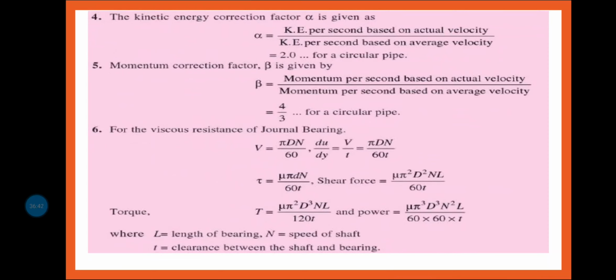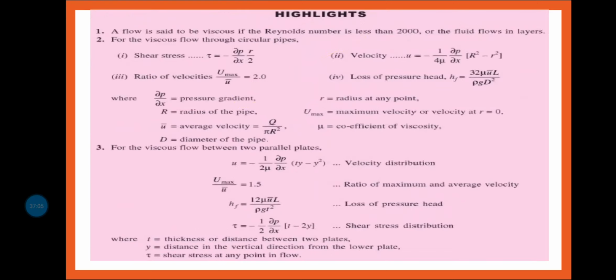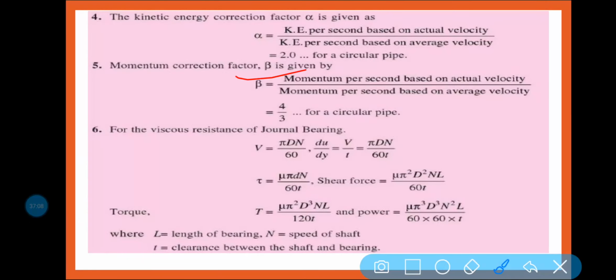Very important for IAS and GATE exam. Kinetic energy correction factor alpha is equal to kinetic energy per second based on actual velocity by kinetic energy per second based on average velocity, that is equal to 2 for circular pipe. Momentum correction factor beta is given as momentum per second based on actual velocity by momentum per second based on average velocity. This is equal to 4 by 3 for circular pipe. I have already discussed it.